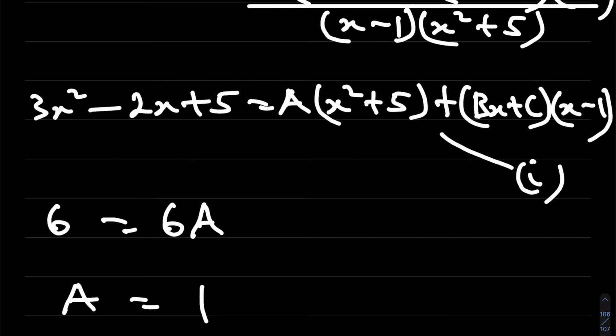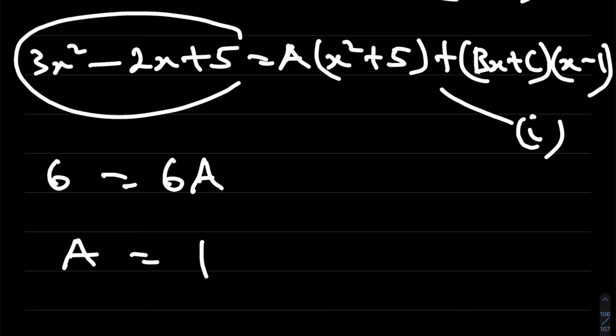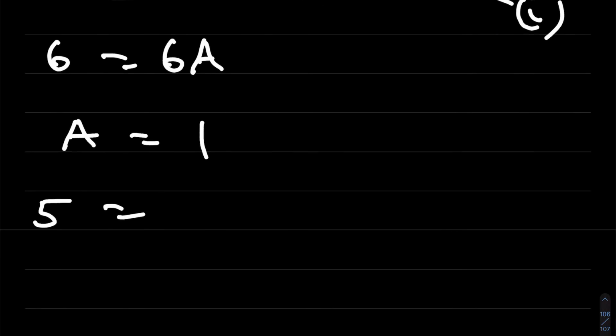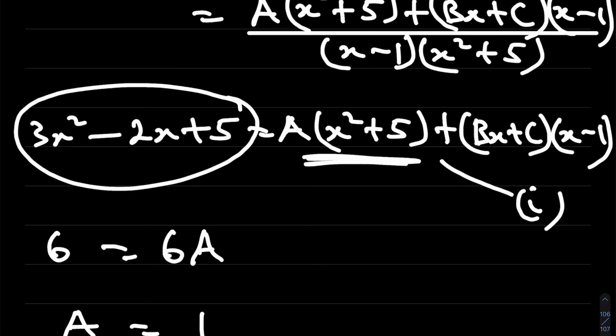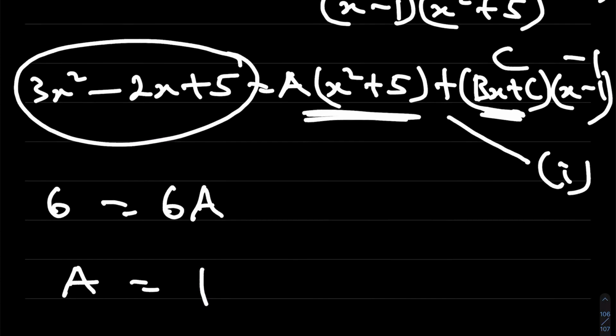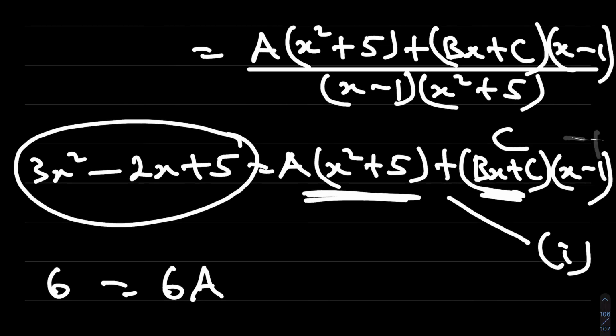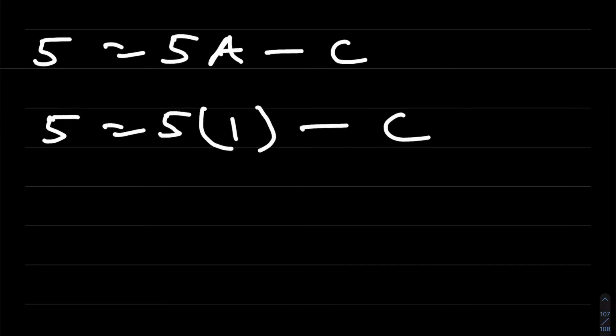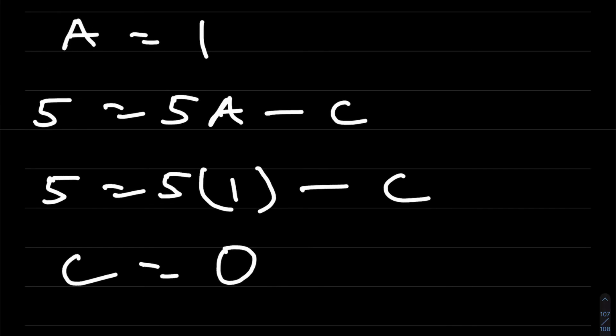Now if I put x equals 0 in equation 1, then the left hand side will be 5, which will be equal to 5A, and Bx plus C will become 0 plus C, which is C, and this is 0 minus 1, that's minus 1, so C times minus 1 is going to become minus C. That simply means 5 equals 5 times 1, since A is 1, minus C, which simply means C equals 5 minus 5, which is 0.